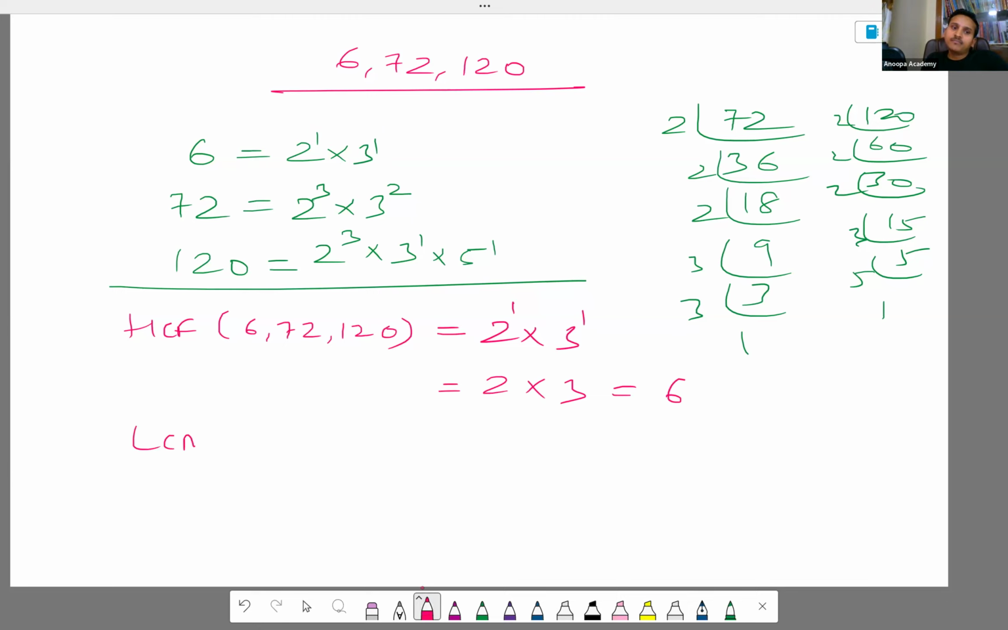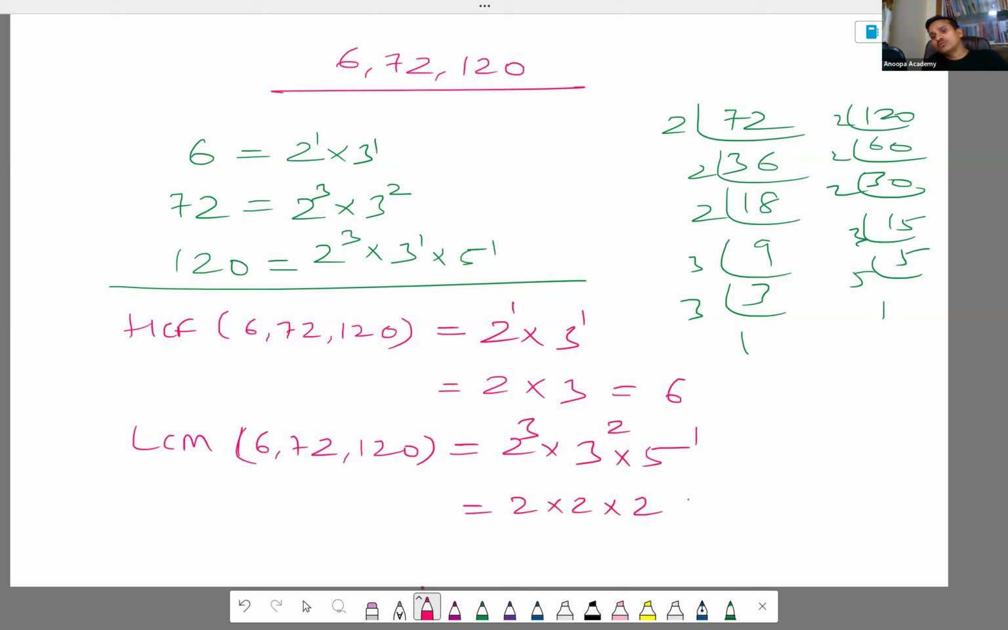What is the LCM? For LCM, we don't take only the common, okay? Each prime factor you write down. 2 you write down, 3 you write down, 5 you write down. And put the highest power. So 2 to the power 3 means 2 into 2 into 2, 3, okay, 5, okay. So if you multiply this, 2 fours are 8, 8 into 3 into 3 into 5, you'll actually get 360. Okay, are you all getting it, yes or no?